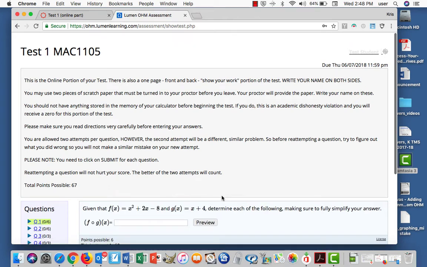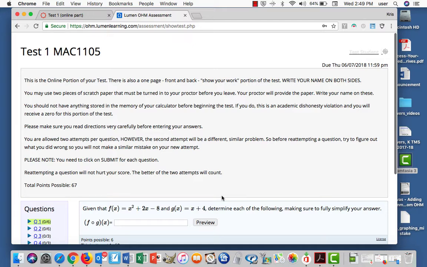I'm going to go ahead and read these directions. This is the online portion of your test. There is also one page, front and back, show your work portion of the test. Write your name on both sides. You may use 2 pieces of scratch paper that must be turned in to your proctor before you leave. Your proctor will provide the paper and you will write your name on these.